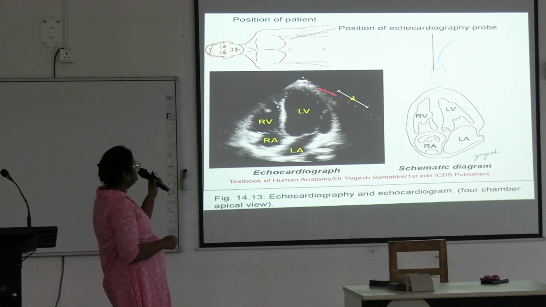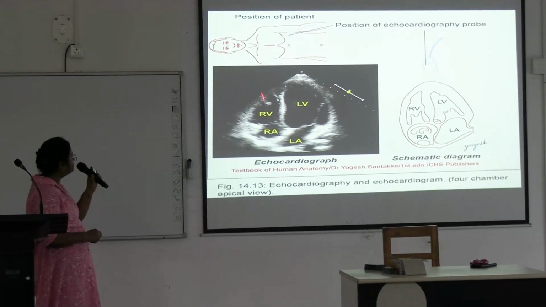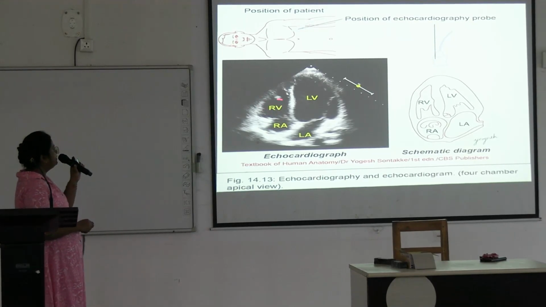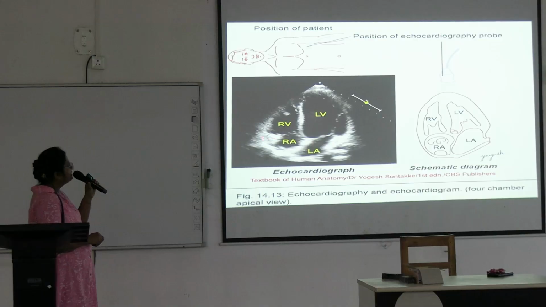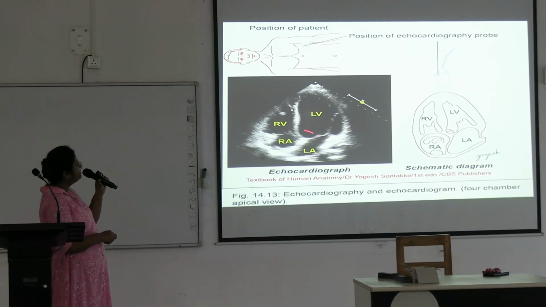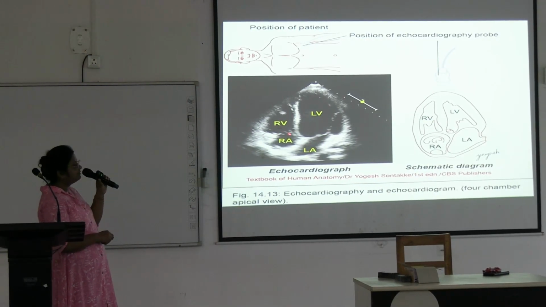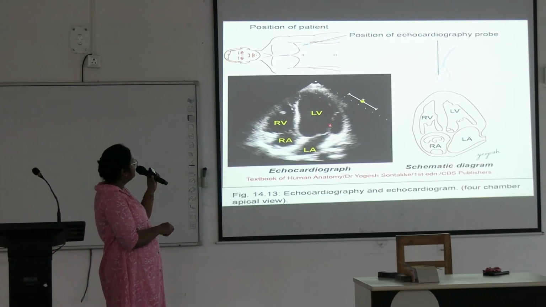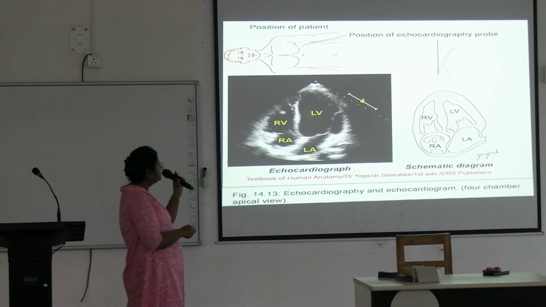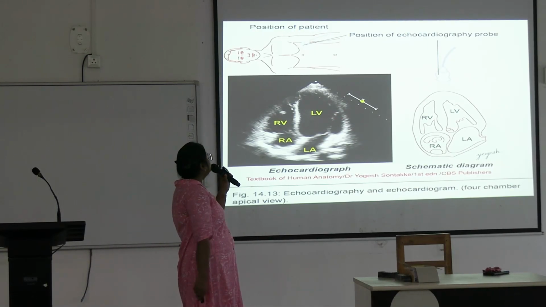See, this is echocardiography. Four chambers have been shown: right ventricle, left ventricle, right atrium, left atrium. So these are the valves: mitral valve, tricuspid valve, okay. And from the left ventricle, here will be the aortic valve. The aortic valve is also visible. Okay, next.